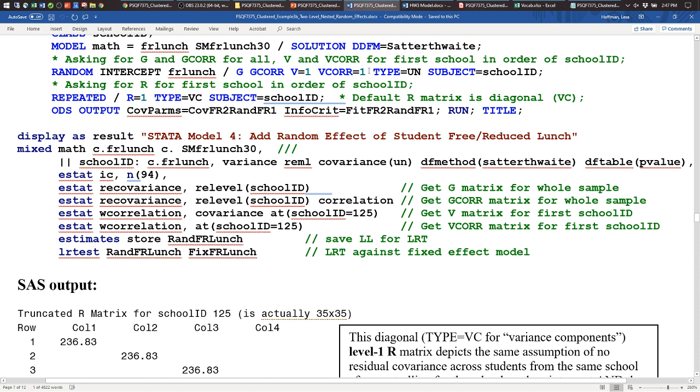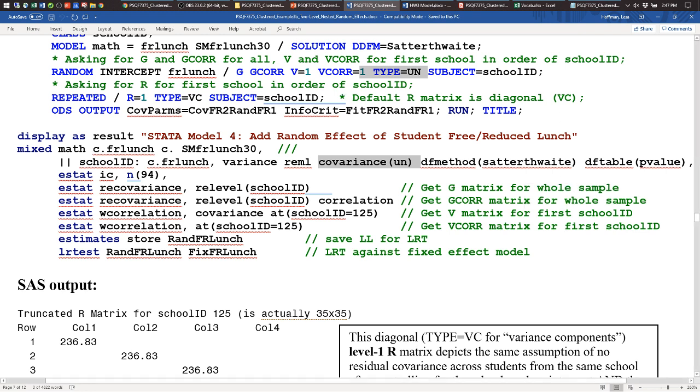I have fixed it with this command right here, type equals UN, and in Stata it's covariance UN as an option. What that is saying is that the G matrix itself, the matrix of level 2 random effect variances and covariances, is unstructured. Do you know what that term means? No? Unconstrained. Everything gets to be whatever the hell it wants. That's what unstructured means.